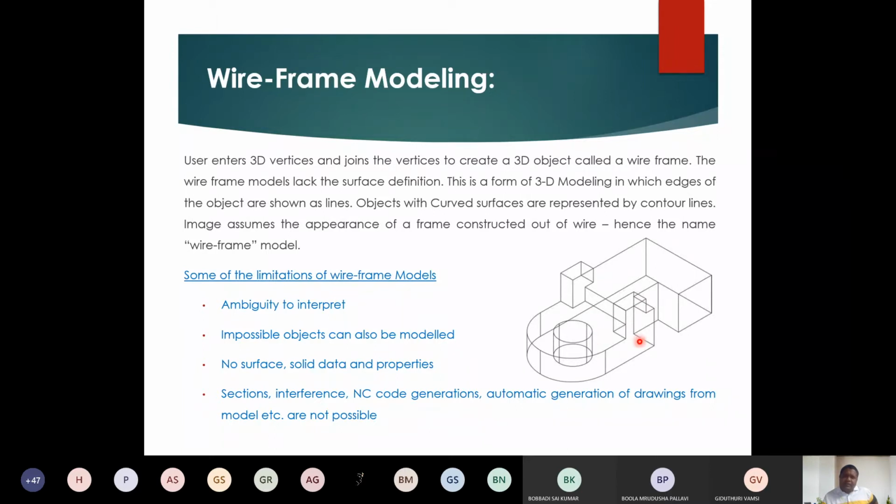So what are the problems with this kind of wireframe modeling? It is ambiguous to interpret. In many cases, it is difficult for you to interpret what the solid looks like if you use only the wireframe modeling technique. And impossible objects can also be modeled simply.